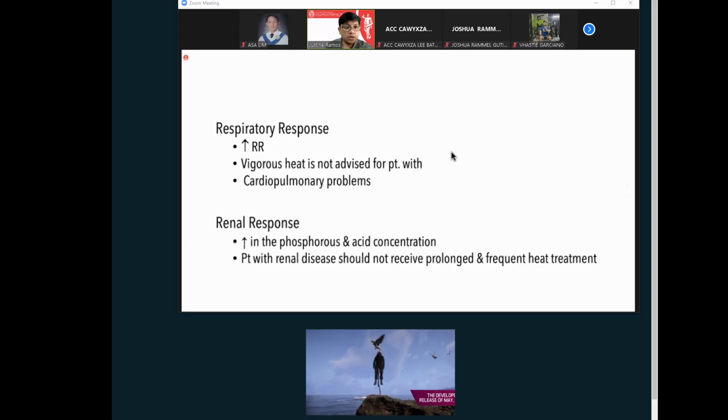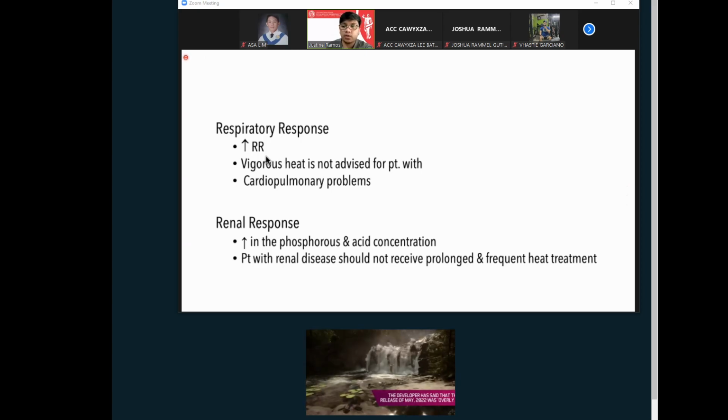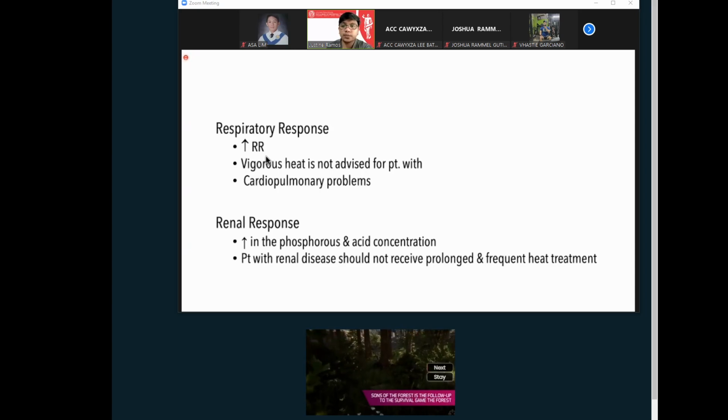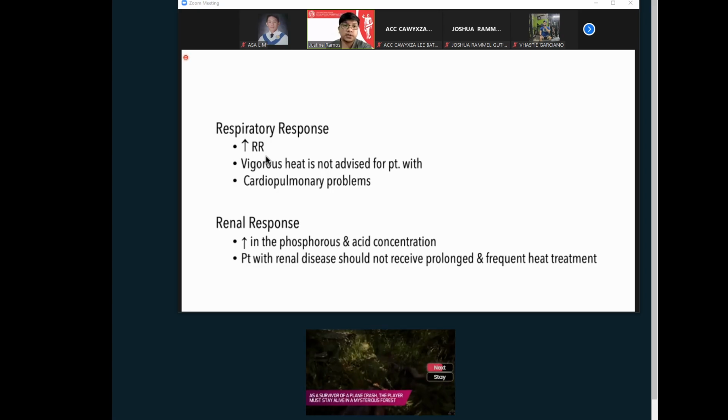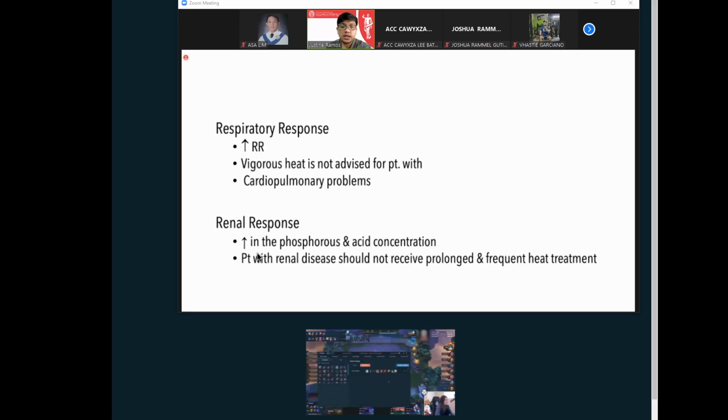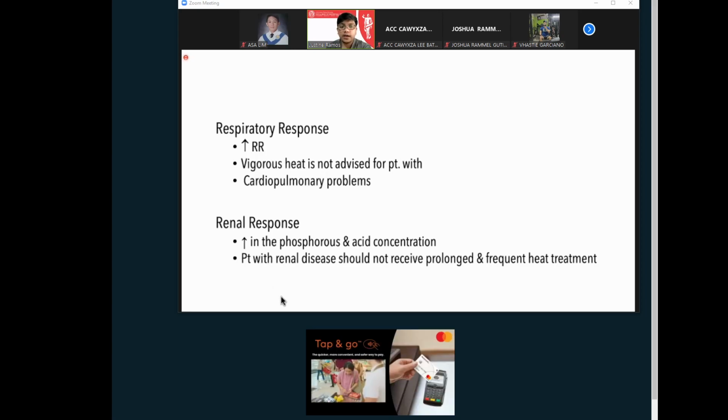Okay. So respiratory response. So systemic effect or even local, there is an increase in respiratory rate. So vigorous heat is not advised for patient with cardiopulmonary problems because it would increase further the respiratory rate. Okay. Renal response, there is an increase in concentration of your phosphorus and your acid. Okay, so with renal diseases, they should not receive prolonged and frequent heat treatment.